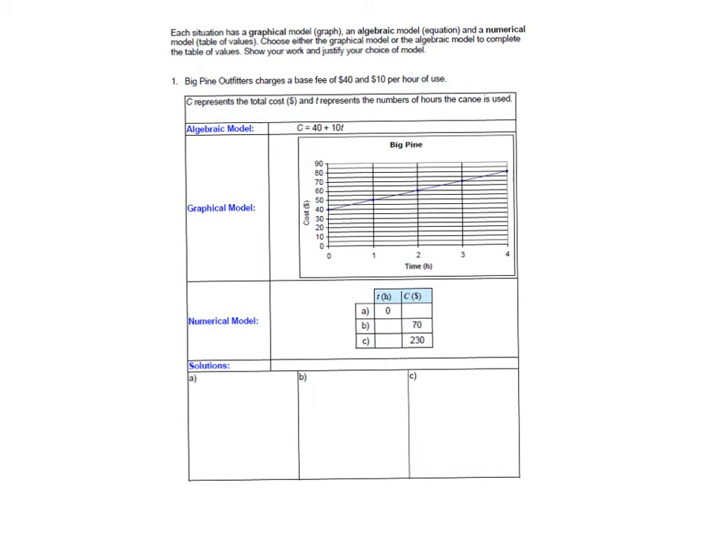And to figure this out, we have to choose to either use the graphical model or the algebraic model. If we use the algebraic model, then we use substitution. If we use the graphical model, then we just find the points on the graph.